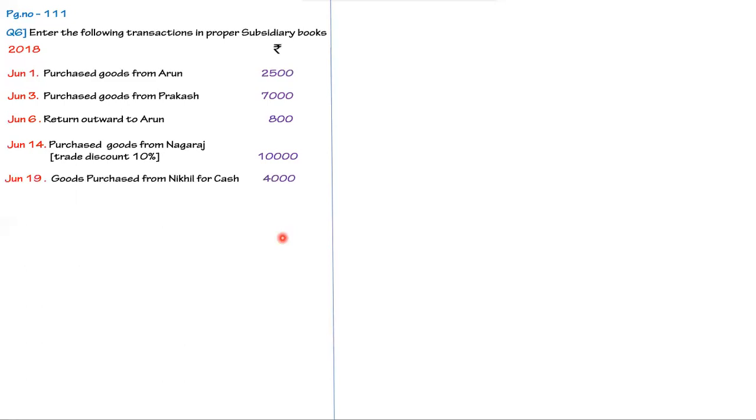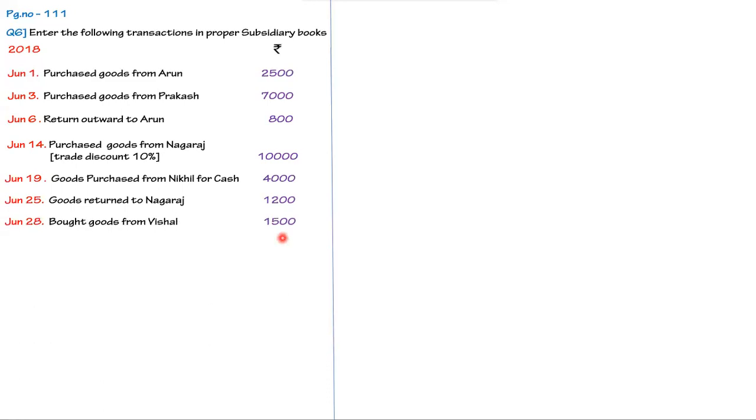The next transaction is on June 19, goods purchased from Nikhil for cash 4,000 rupees. It is a cash transaction. It will not be recorded in purchases book, for which we will be writing a note that transaction dated June 19 is a cash transaction and is hence not recorded in purchases book. Followed by the transaction on June 25, which is given as goods returned to Nagaraj 1200 rupees. It is a transaction of purchase returns which will be posted in purchase returns book.